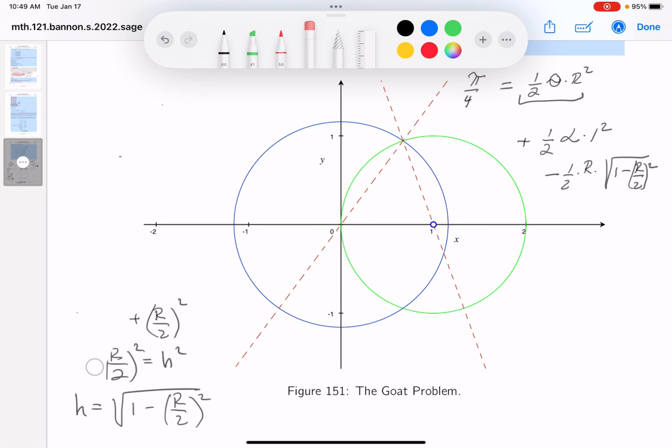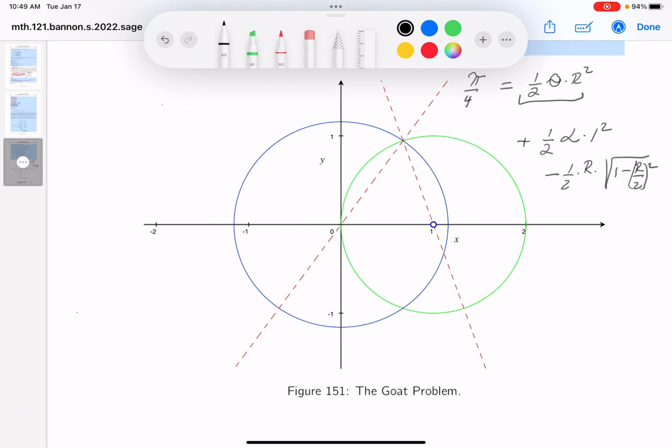I'm going to clean it up a little bit, and then we're going to go back to the notes and see if we can see that in the notes. All right? So let's write this down. Pi over 4 equals 1/2 theta R squared plus 1/2 alpha. I'm not going to put the 1 squared down, minus 1/2 of an R, and then a root 1 minus R over 2 squared.